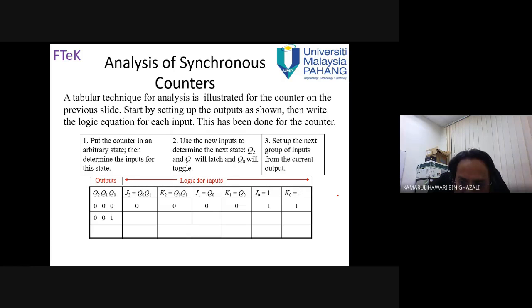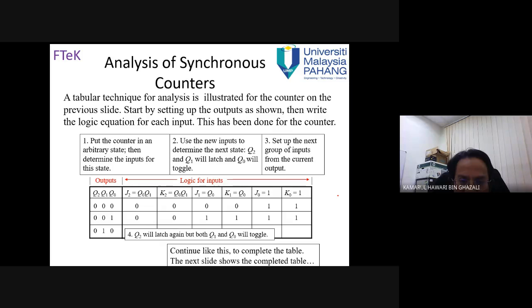So what is the input for the output of 0, 0, 1? J2, K2 equals to 0, 0. J1, K1 equals to 1, 1. J0, K0 equals to 1, 1. Okay. And number 4, Q2 will latch again, but both Q1 and Q0 will toggle. Continue like this to complete the table. The next slide shows the complete table.